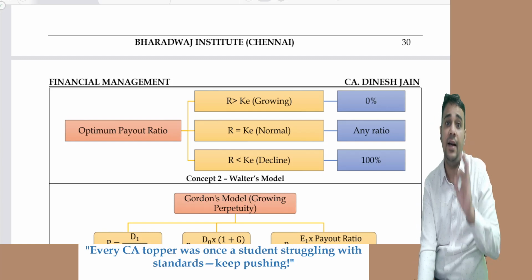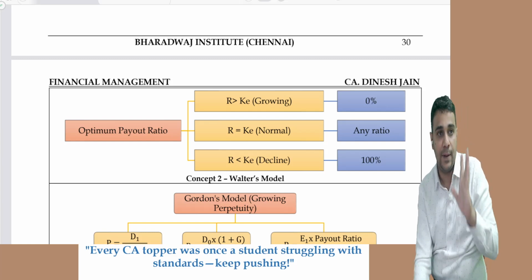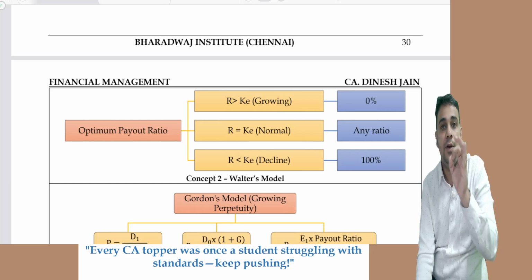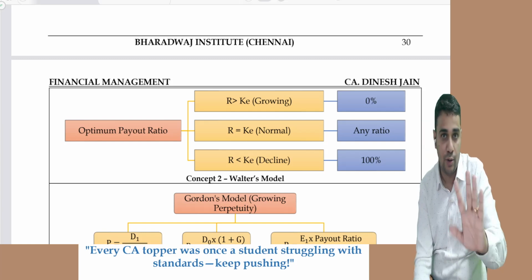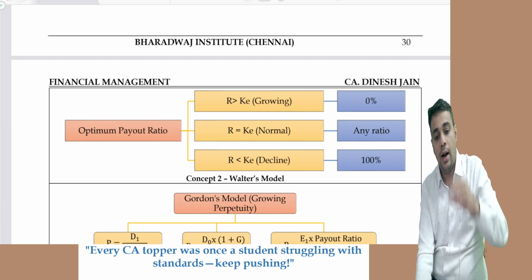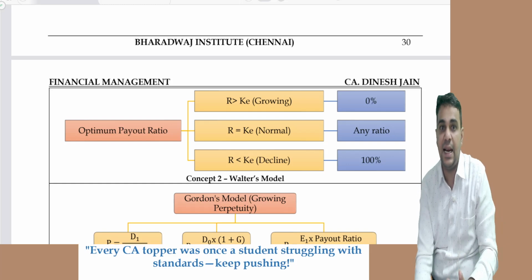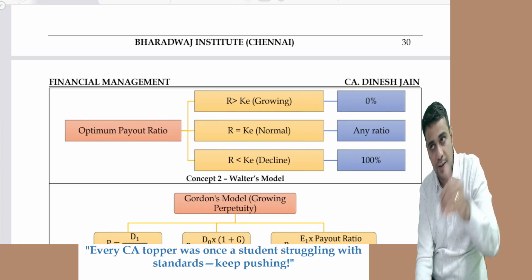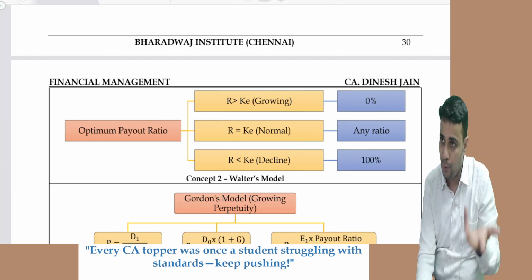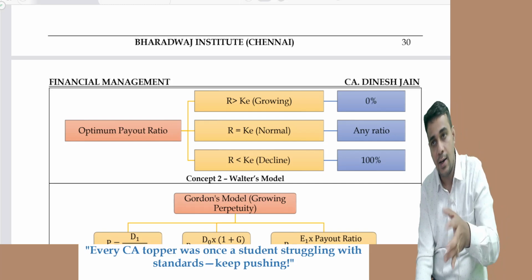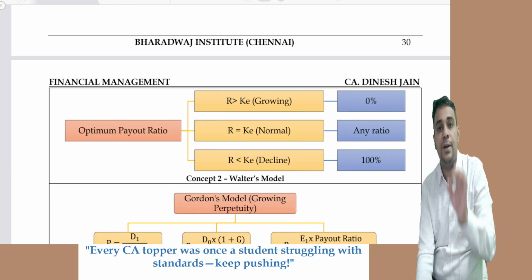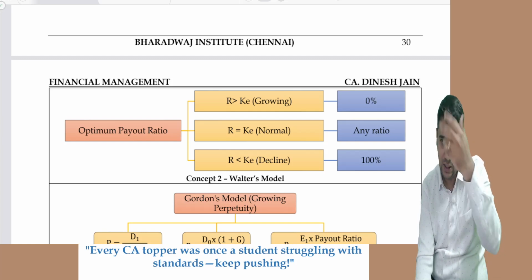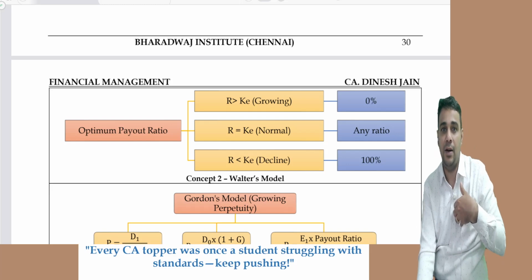If R is greater than KE, it's a sign of a growing company. A growing company will not pay any dividend according to this model. And if R is less than KE, it's a declining company because it is not able to meet the expectation. I am on the verge of decline and may get wound up at any point in the future. So if R is less than KE, pay out 100%. And if both are equal, then whether you keep the money or I keep the money, both are the same.